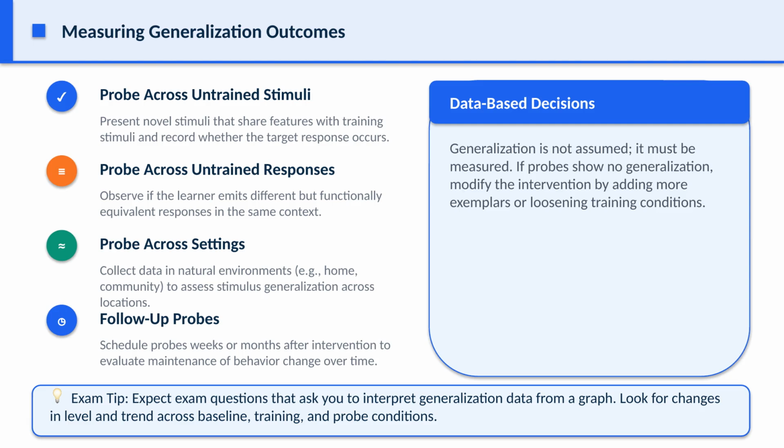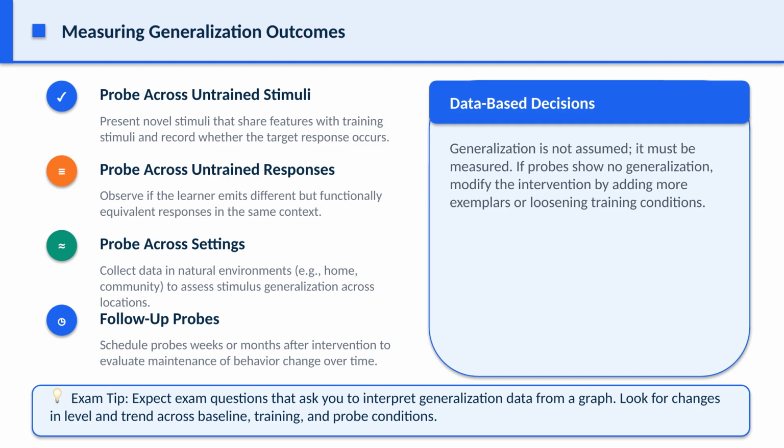To measure generalization outcomes, BCBA candidates must move beyond training data and systematically assess whether behavior occurs under untrained conditions. This slide outlines key probe types, presenting novel stimuli that share features with training items to see if the target response emerges, observing whether functionally equivalent responses appear in the same context, and collecting data in natural settings like home or community to verify stimulus generalization across locations.